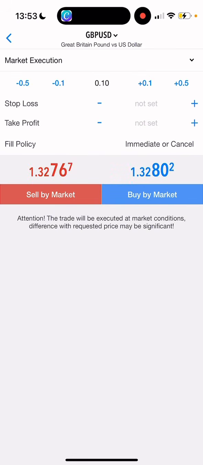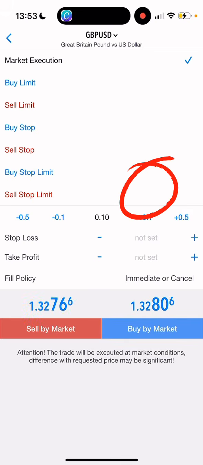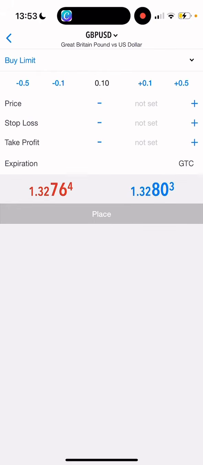So I will tap on this place that says market execution. As you can see, there is a drop down menu. I will tap on market execution. Then I will tap on buy limit. Why? Because the entry price they gave us is lower than the current market price. If it is a sell limit, it will be completely different. I will show you later on.